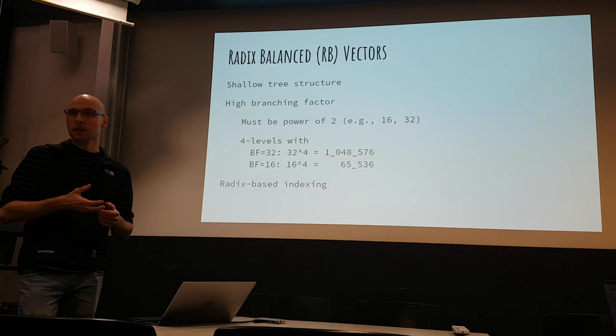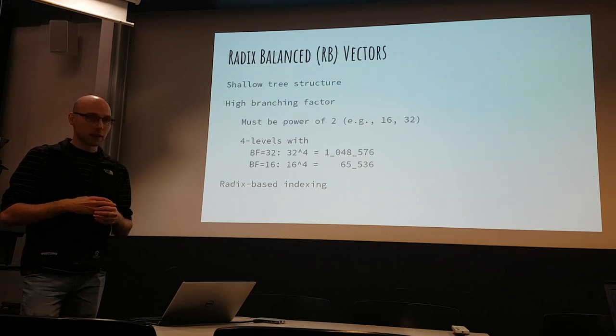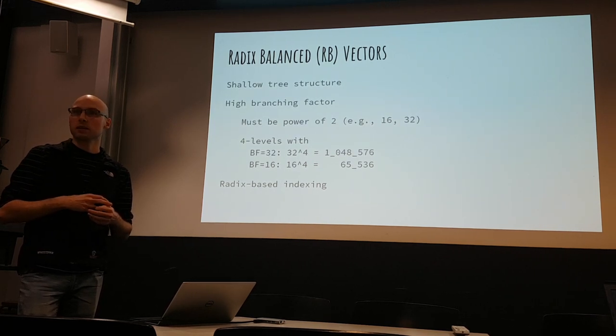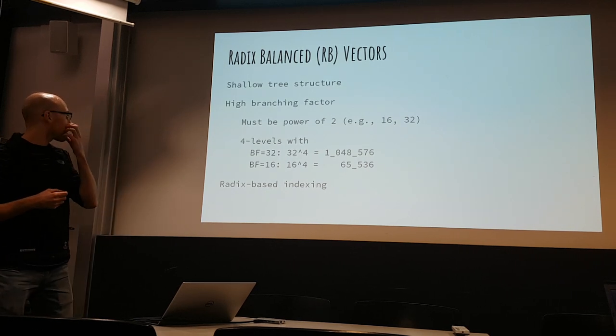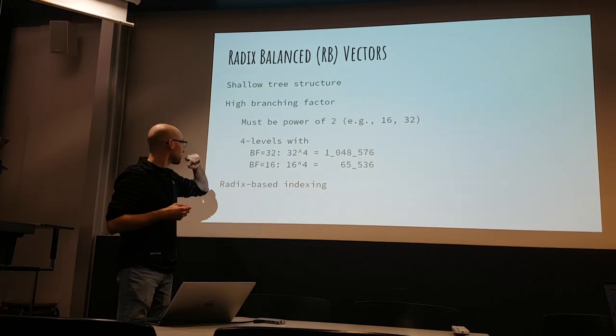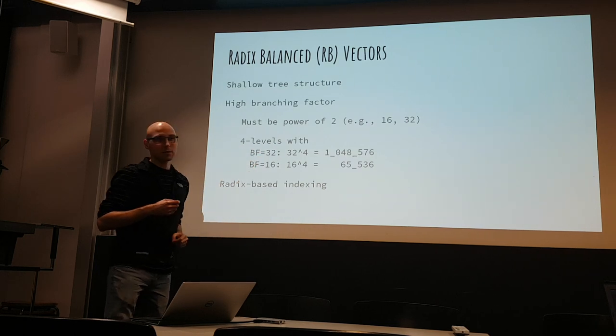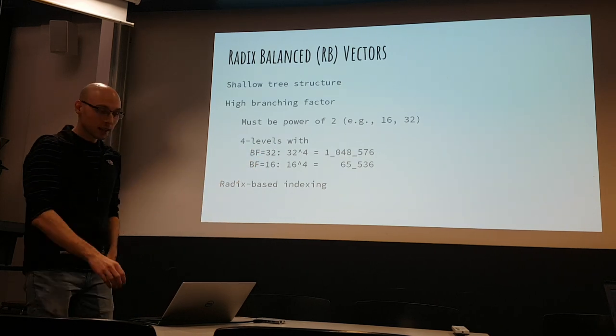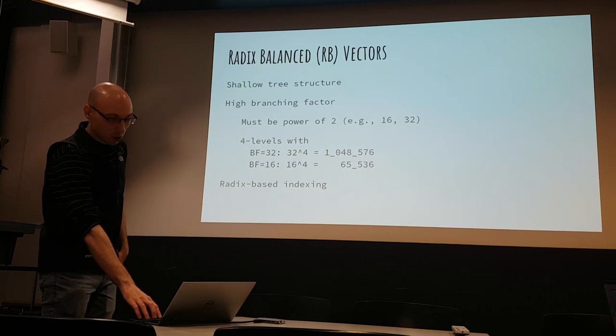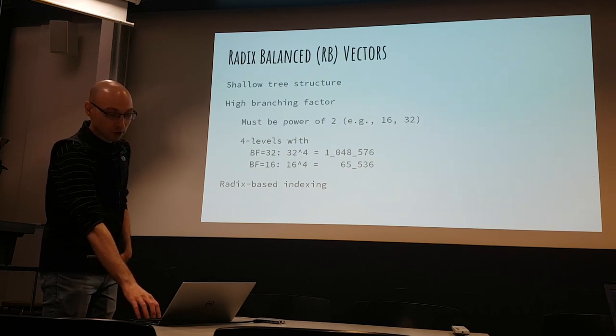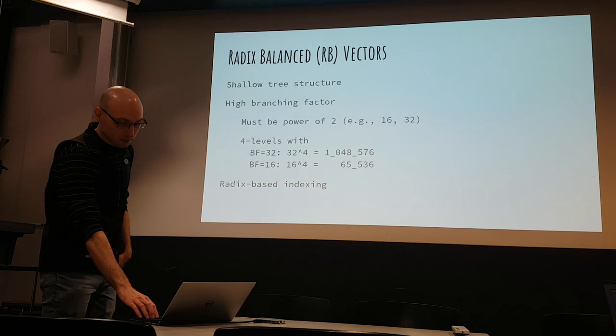You can think of this work to be in the same area. Usually I think the papers recommend something like 32 for a branching factor. I'm looking at 16, and I think unordered containers also use 16. But with just a branching factor of 32 and four levels, you can store tons of elements, right? You essentially have a huge collection with just a few layers of pointers.